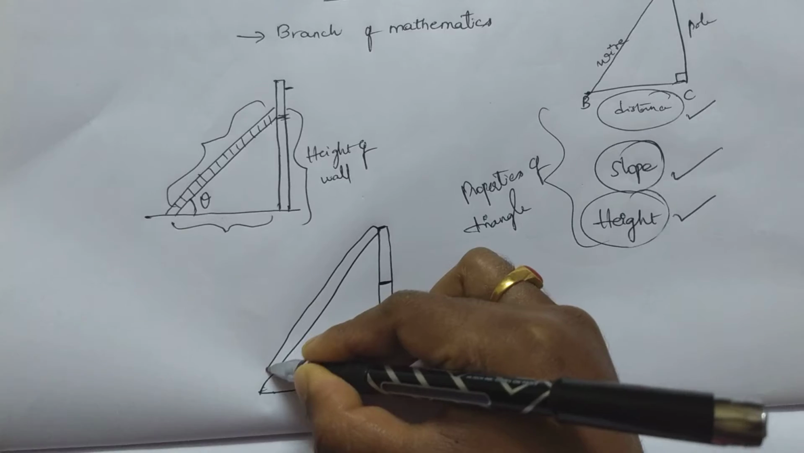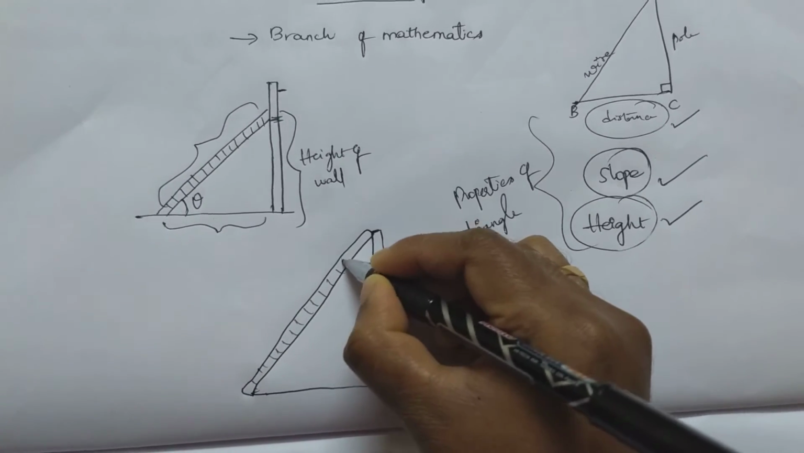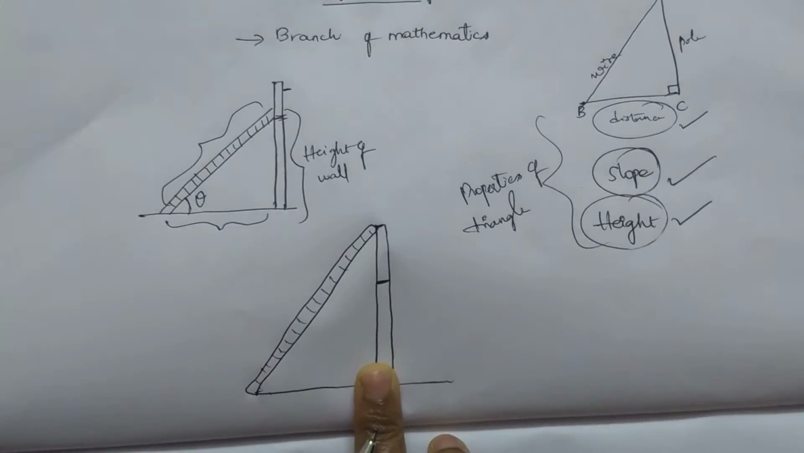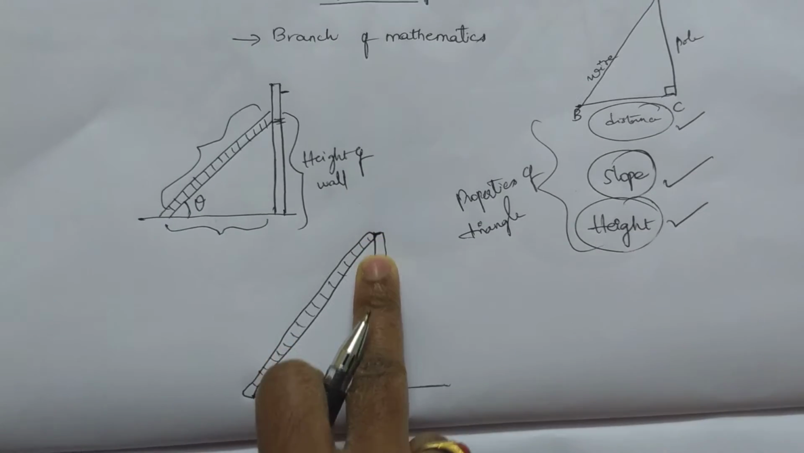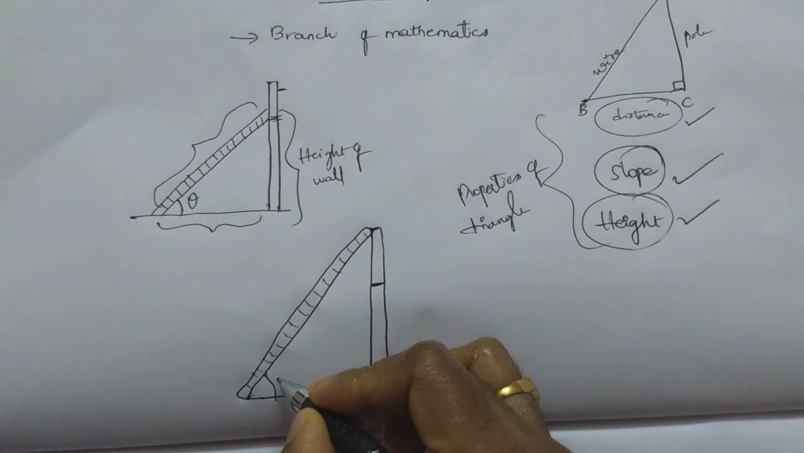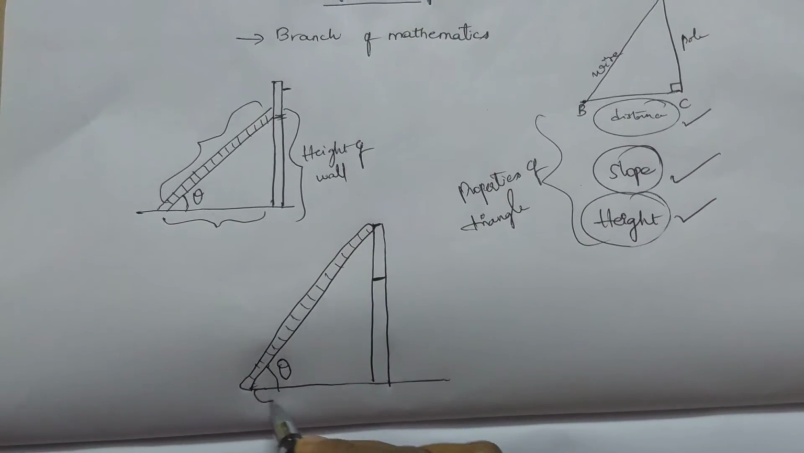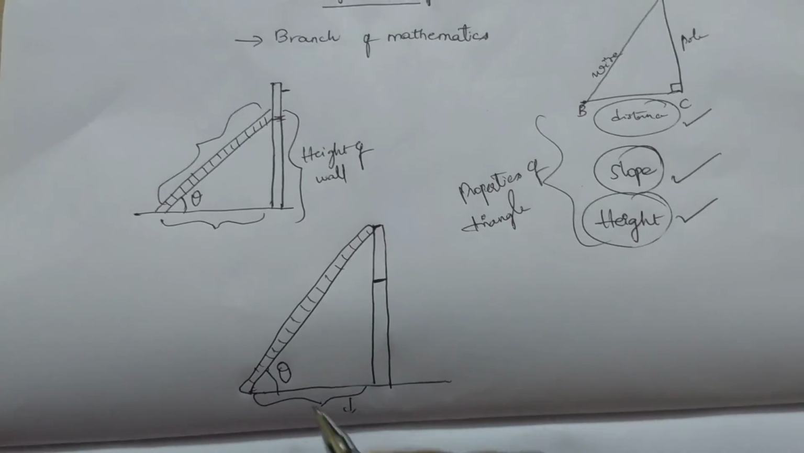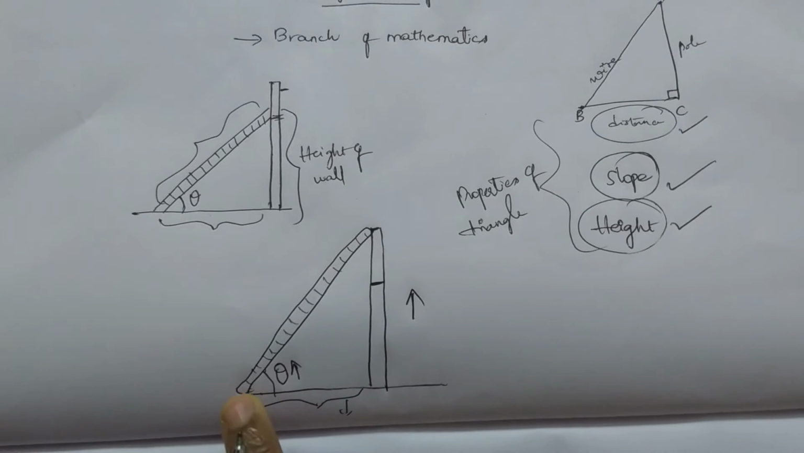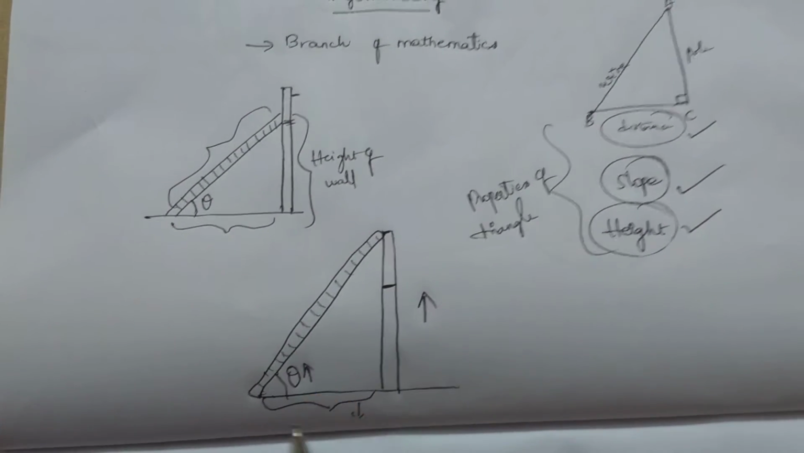So when you see here, the ladder will be placed like this. If the height he wants to whitewash is increased, then the angle is also increased, and the distance is decreased. Angle increases, height increases, but the base is decreased. Did you accept that? Yes.